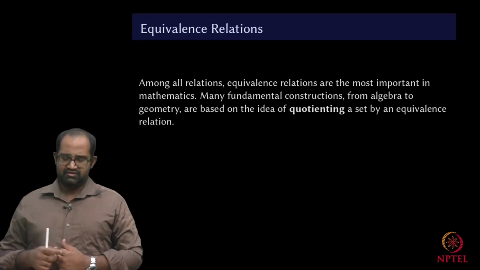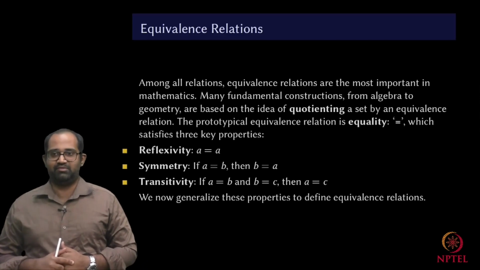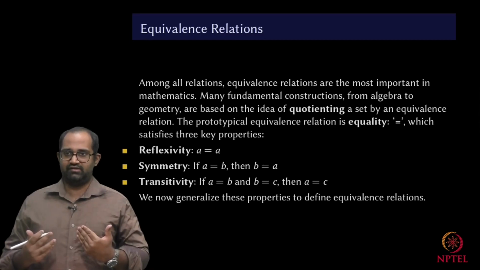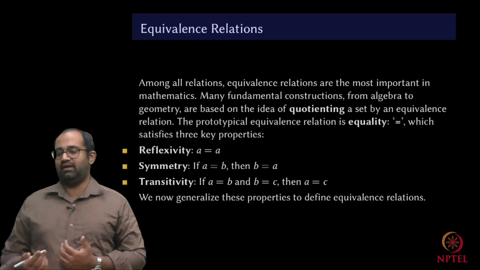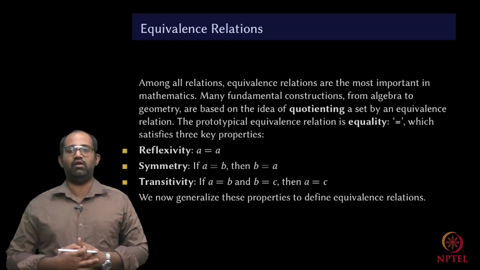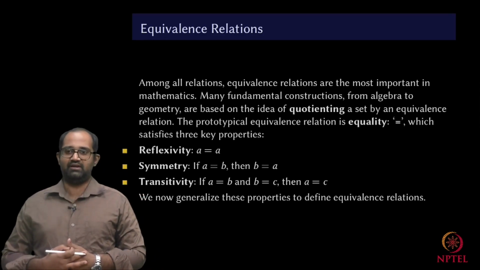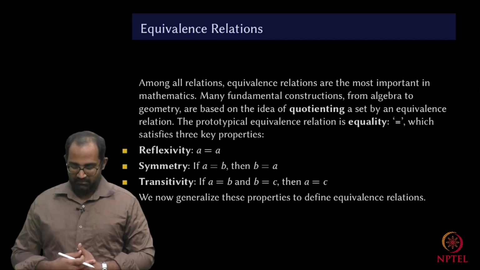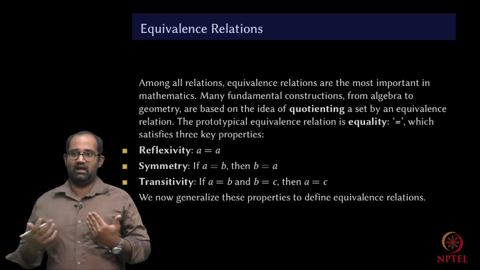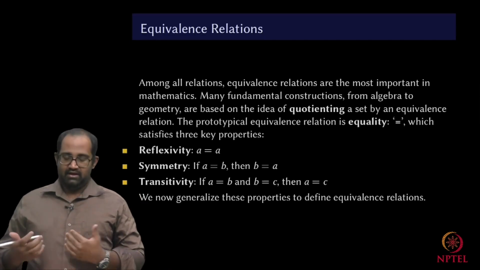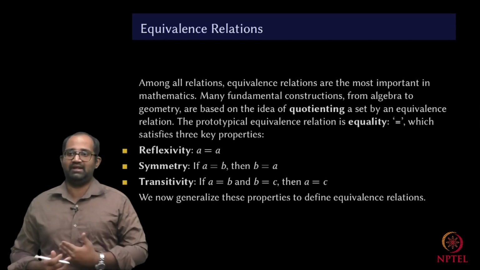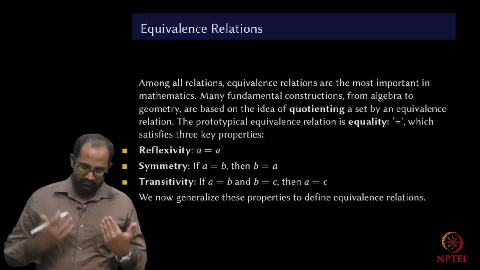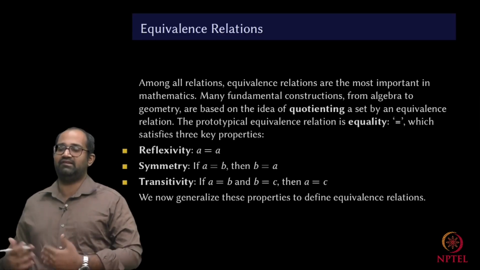So, what are equivalence relations? Well, they are modeled on equality, as the name suggests. Equality has three key properties. On any set of objects, equality is always reflexive. An object is always equal to itself. Symmetry says that if object A equals B, then automatically object B equals A. And transitivity says if object A equals B and B equals C, then A and C are equal.